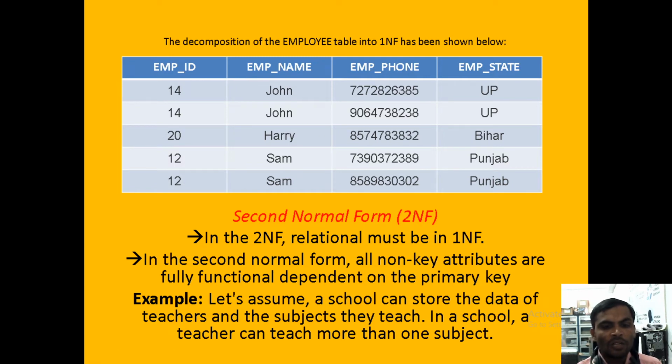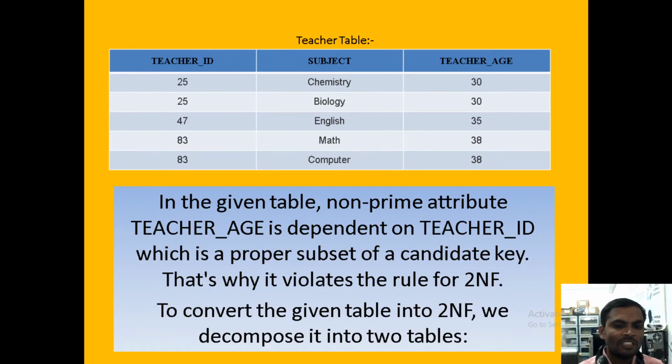Now, to understand the second normal form, let's take an example: a school can store data for teachers and the subjects they teach. Under the school we can store the data in a teachers table and a subjects table. A school teacher can teach more than one subject, and for a single class, the teacher can teach more than one subject.